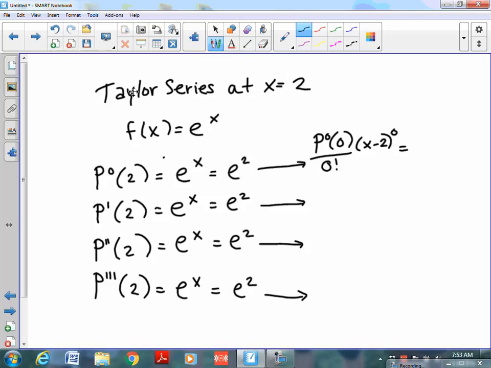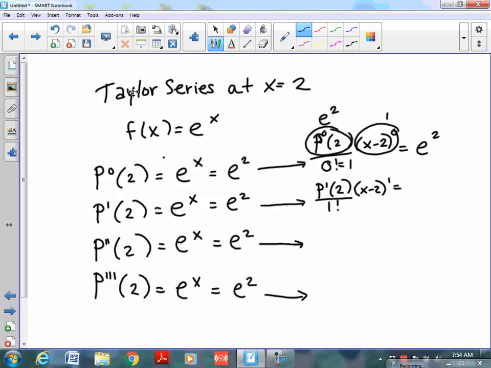That should have been p sub 0 of 2, sorry. P sub 0 of 2, all over 0 factorial, x minus 2 to the 0 power. Okay, what's in place of here is e to the second. 0 factorial is 1, and x minus 2 to the 0 power is 1. So what you get for the first one is e to the second. Now the next one is p1 of 2 over 1 factorial, times x minus 2 to the first. So what do you get? You will get p1 of 2, which is e to the second. 1 factorial is 1.